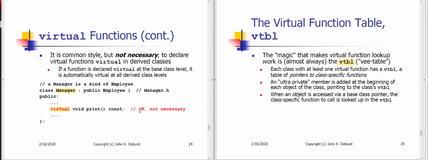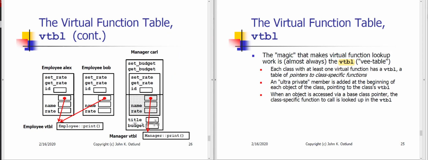Here's a diagram on slide 26. Okay, so if an object has a virtual function, then the usual way that this is implemented is to provide something called a Vtable pointer, pointing to a table of the available virtual functions.